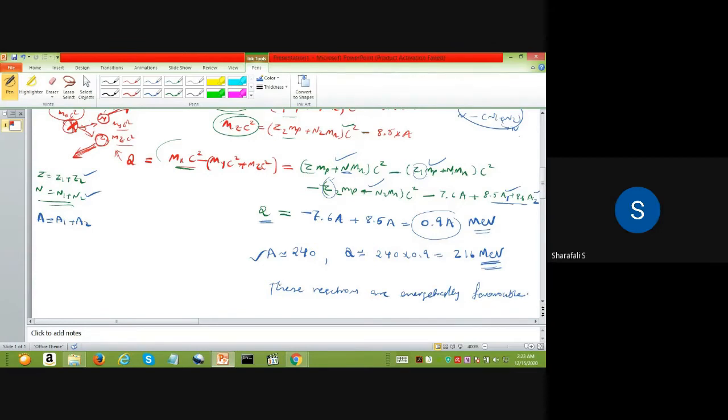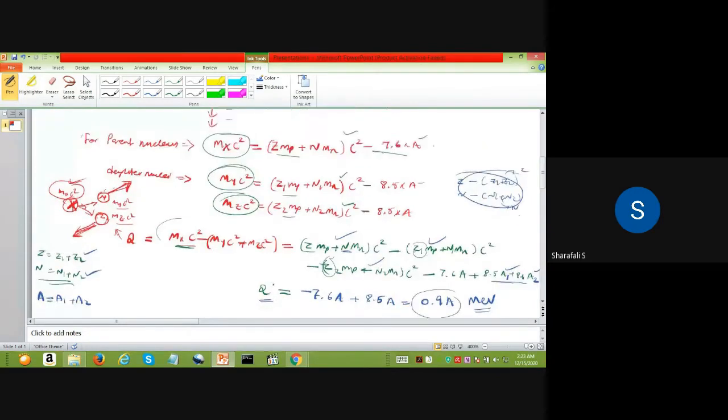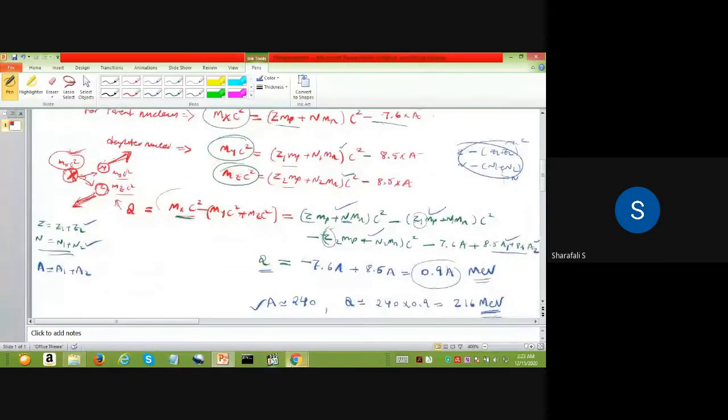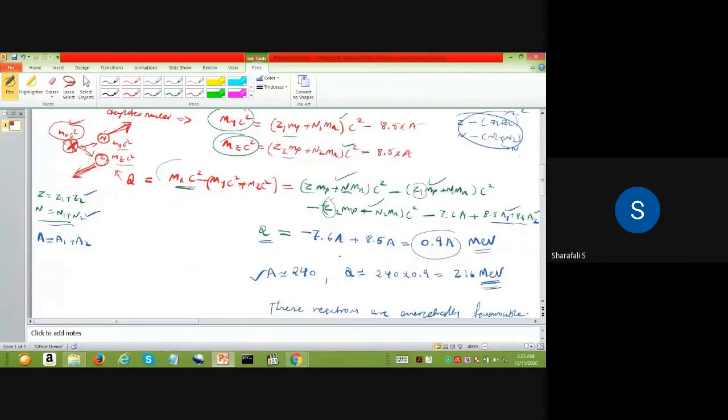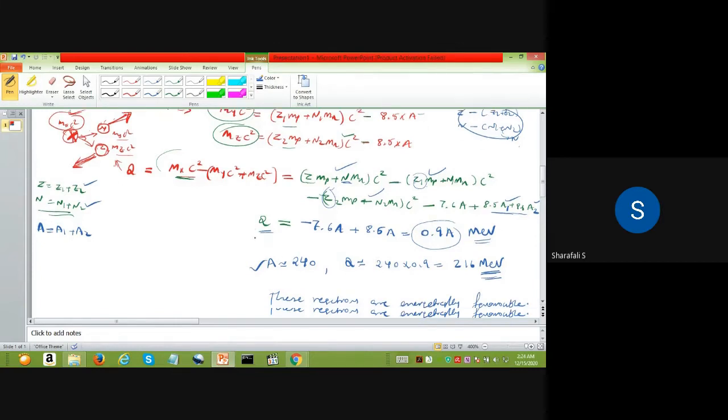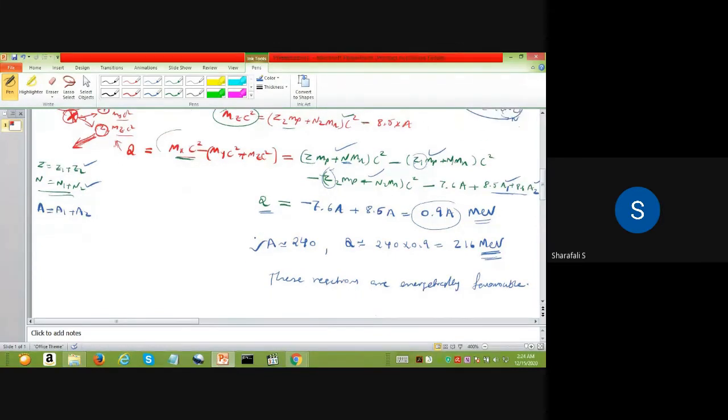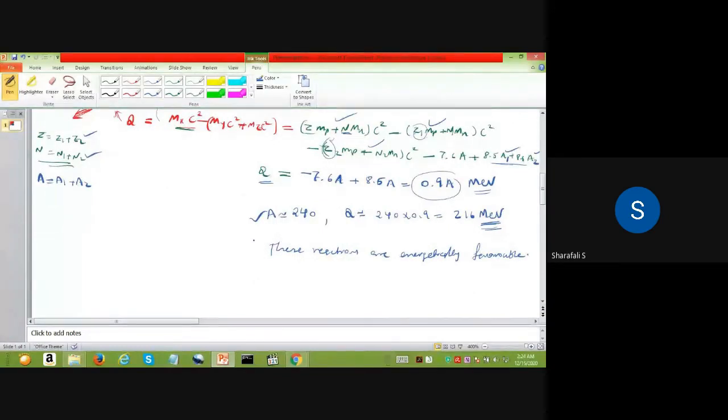These reactions are energetically favorable. So that means if you consider these A values and you calculate that Q value, which is coming as positive, then those nuclear fission processes are favorable, which means that the fission process will happen spontaneously. This kind of reaction does not need any supply of energy. These reactions will happen spontaneously.